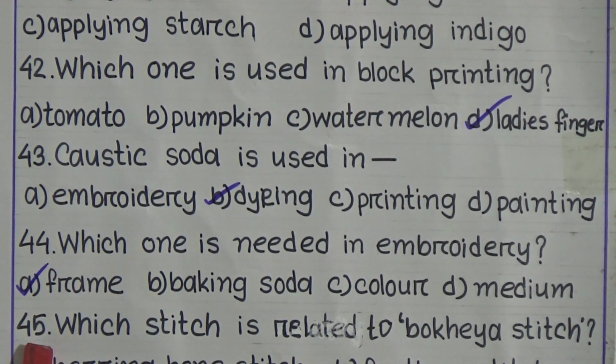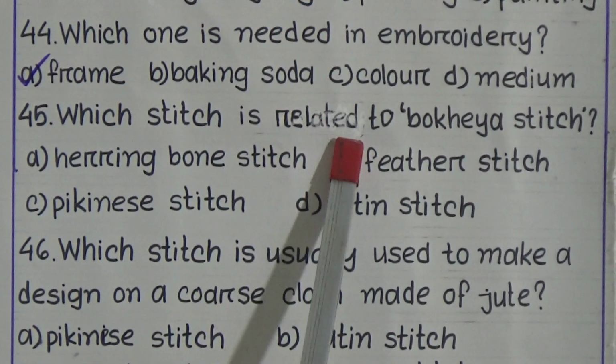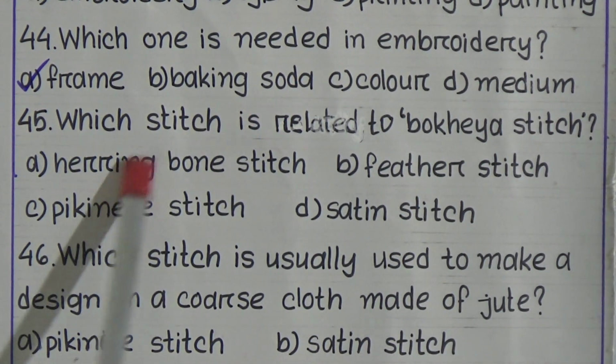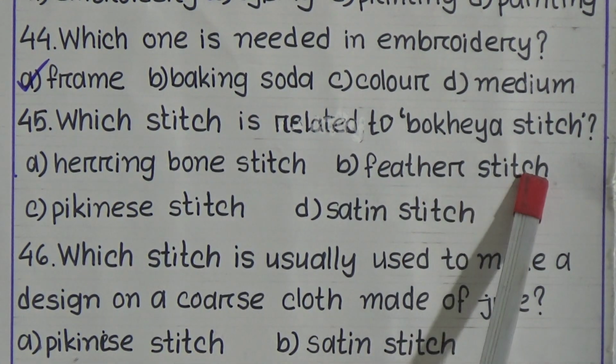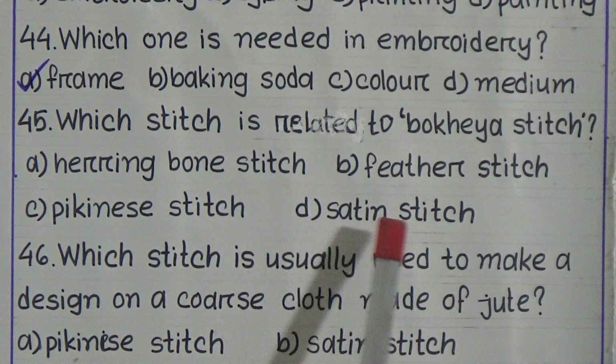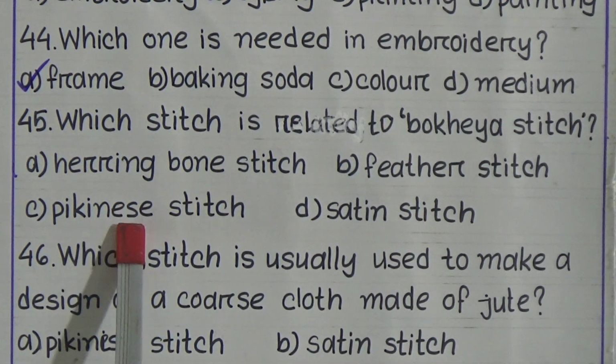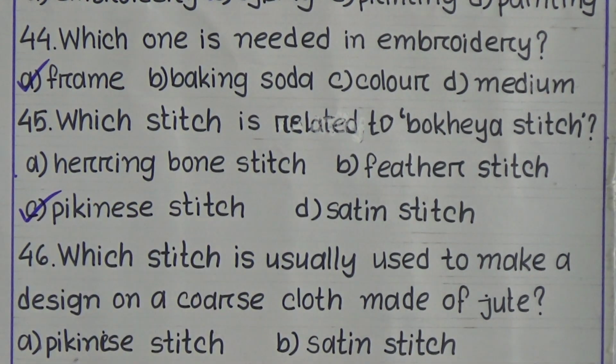Question number 45. Which stitch is related to Bacchia stitch? Options are herringbone stitch, feather stitch, Pekingese stitch, shorten stitch. So here our correct answer is option C, Pekingese stitch.